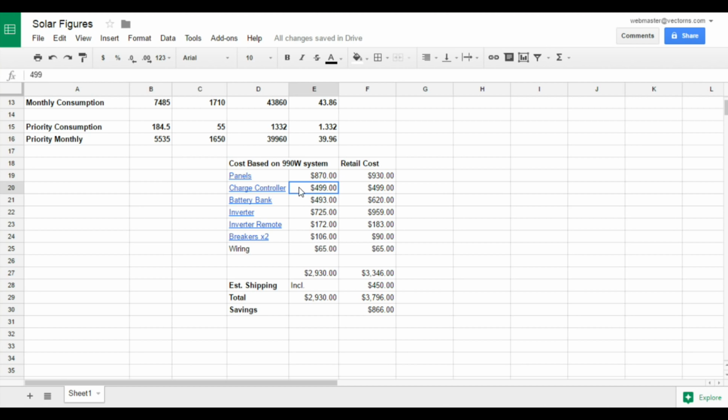So this should give you an idea of what I paid for the system. All these costs include shipping. I put the retail costs over here so you can compare what the full price of these items might be. So I ended up saving quite a bit just by shopping around.